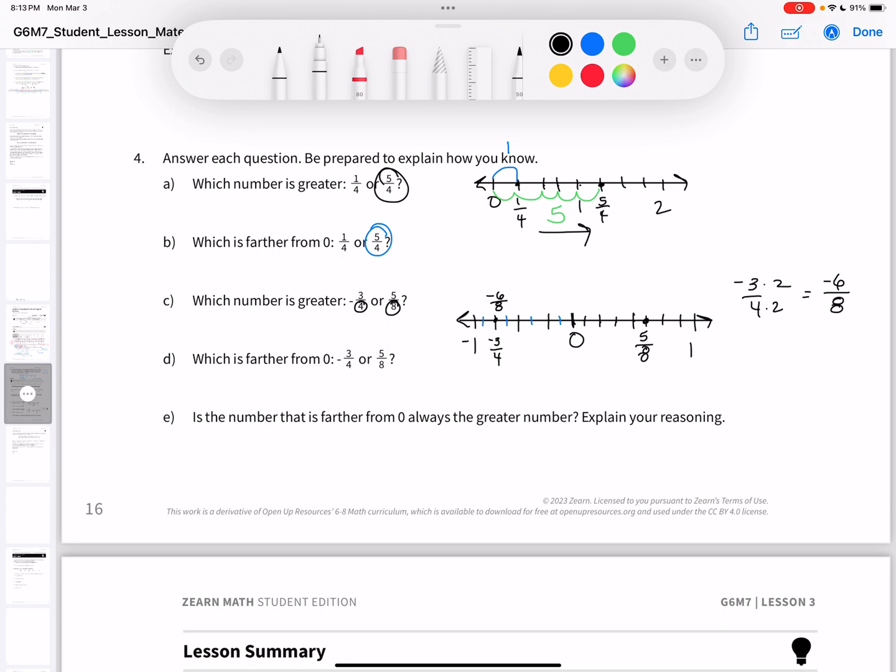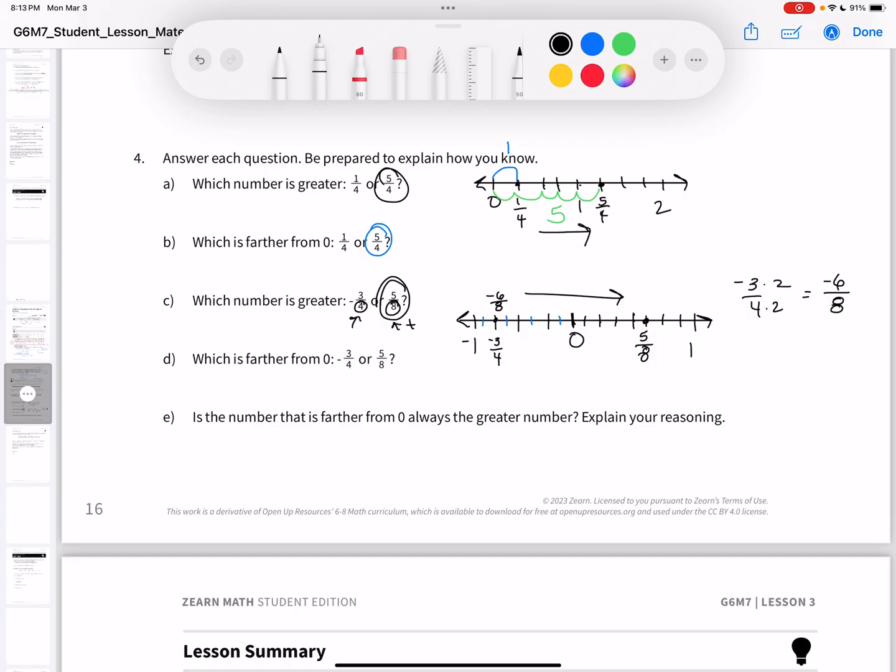Which number is greater, negative 3/4 or 5/8? Well, is it negative 6/8 or regular, positive 5/8? Well, which one is to the right? 5/8 is, so 5/8 is bigger. And we probably didn't even need to draw that because this is a negative number and this is a positive number, and your positive number is always going to be bigger than your negative, no matter what.